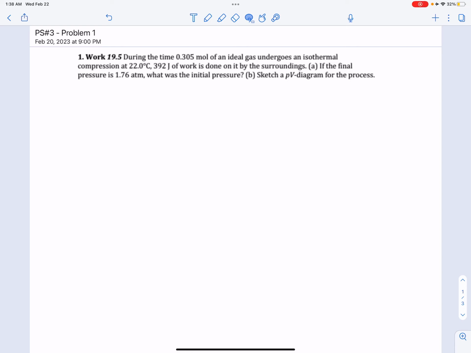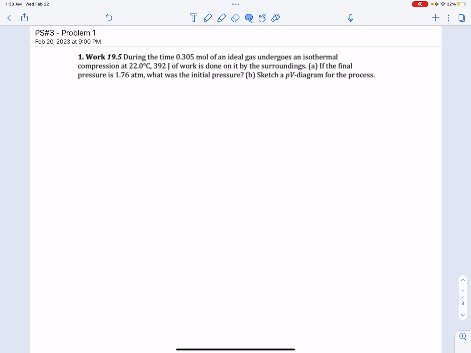Hello, this is problem set number 3, problem 1. During the time 0.305 moles of an ideal gas undergoes an isothermal compression at 22 degrees Celsius, 392 joules of work is done on it by the surroundings. Part A, if the final pressure is 1.76 atm, what was the initial pressure? And part B, sketch a PV diagram for the process.